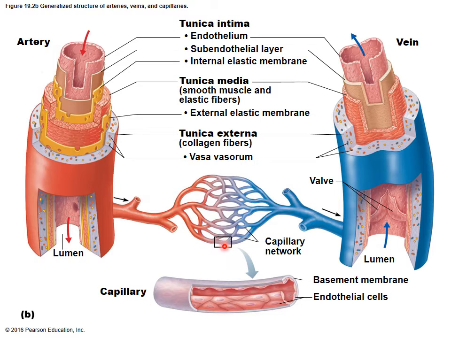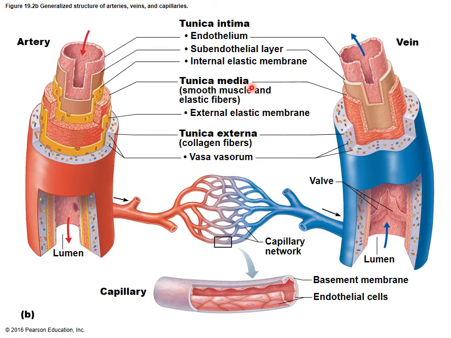So the capillary is in this area. This capillary network is in the tissue. It could be in muscle, it could be brain, in the liver, in your fingertips. Any tissue of the body that needs oxygen and needs nutrients and has waste to get rid of has a capillary network. So it's virtually everywhere. The capillaries have that simple squamous epithelium to allow gas exchange and nutrient exchange and waste exchange.